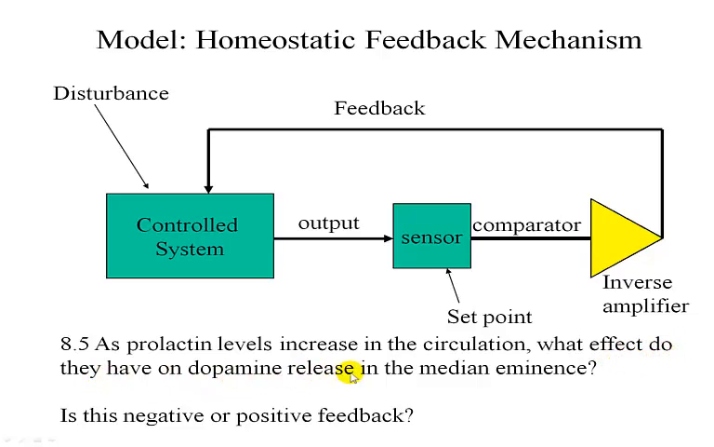Now think of the figure 8.5 from the textbook as prolactin levels increase in the circulation. What effect do they have on dopamine release in the median eminence? So now we're talking about constitutive release of prolactin here. Maybe there's a prolactin releasing factor. Dopamine is inhibitory. So if prolactin goes up by 10, and the sensor at the set point says it's above, we have a comparator, turns it to a negative 10, and then dopamine is going to inhibit this. Which direction will dopamine go? And is this negative or positive feedback? I won't answer the question. You have to think it through yourself, and I assure you that you'll see this on the test.